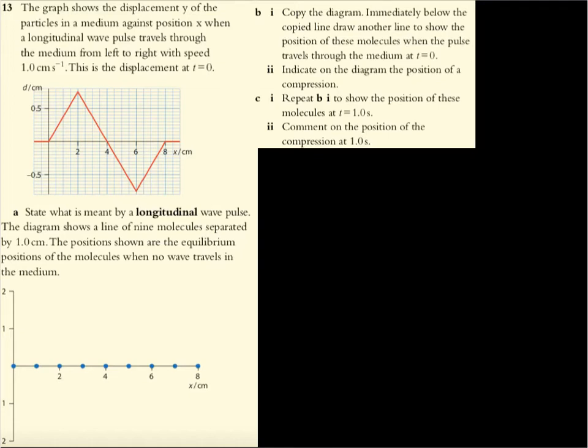All right, so at a couple of requests, I'm going to work questions number 13 and 14 from chapter 4 of our Tsokos textbook. All right, so here we go. The graph shows the displacement y of the particles in a medium against position x when a longitudinal wave passes through the medium from left to right with the speed of 1 centimeter per second. This is the displacement at time 0.